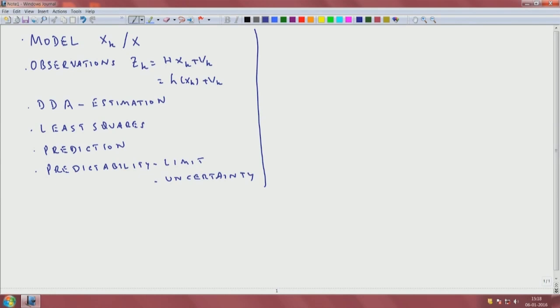We largely confined ourselves to the estimation or data assimilation part of the whole story. You can see how many different branches of science are involved: modeling, development of observational systems, development of least squares, development of methods for estimation, the ability to predict, and the ability to understand the quality of prediction. I would say all these together form the basic components of predictive science.